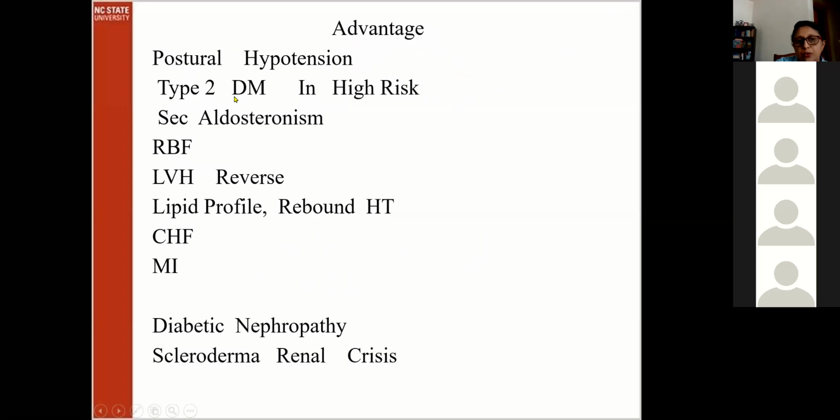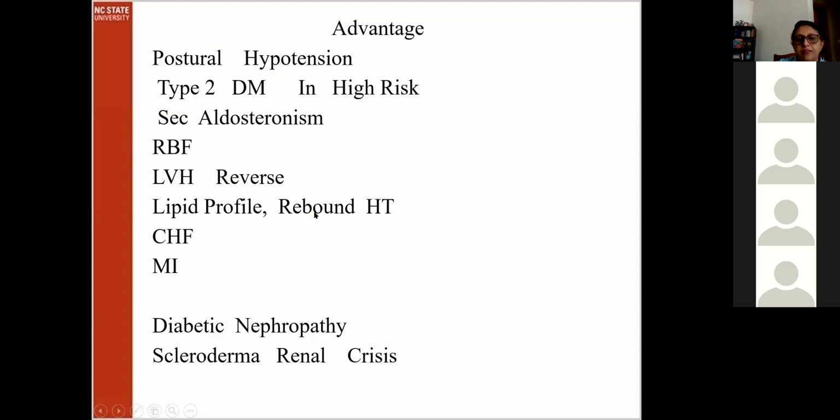Then these drugs are used in type 2 diabetes mellitus, especially in high-risk patients. We know that it inhibits the secretion of aldosterone, so it is useful in secondary aldosteronism. Then it causes vasodilatation, so it may increase the renal blood flow. Cell growth is inhibited, so left ventricular hypertrophy can be reversed.